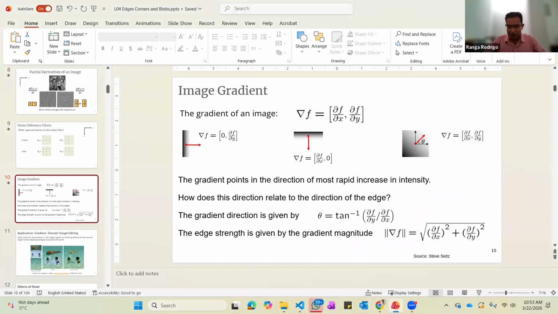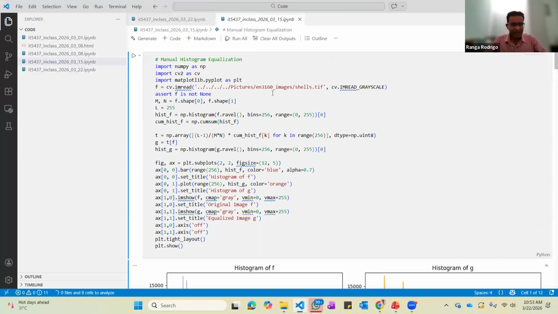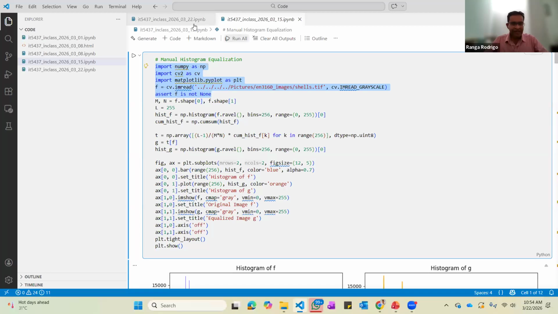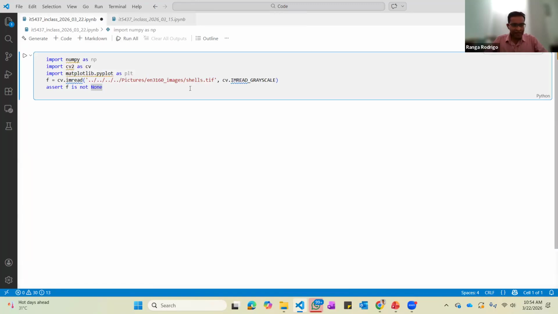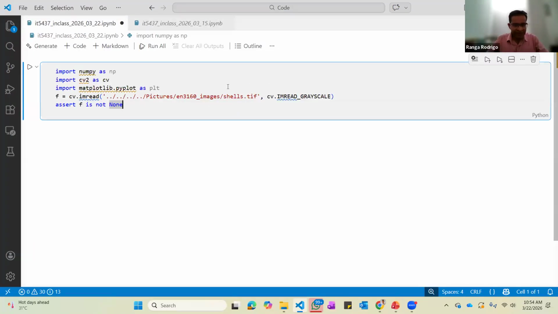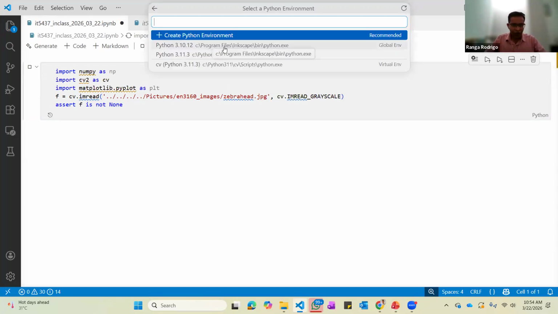Let's get started with Visual Studio Code. I hope Visual Studio Code is working on your machines rather than using Colab or something. Okay, so I have the file here. Let me open this image in grayscale, and of course this assert f is not None is so important to see whether the image has been opened.